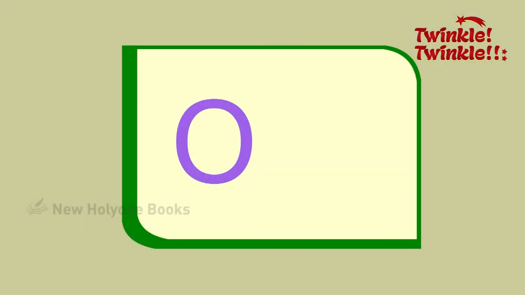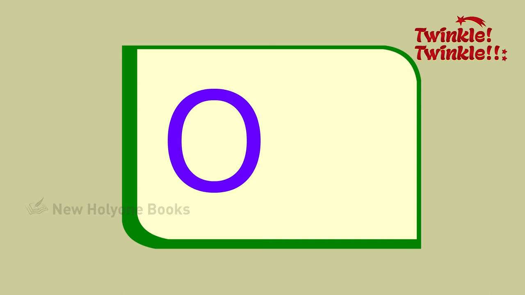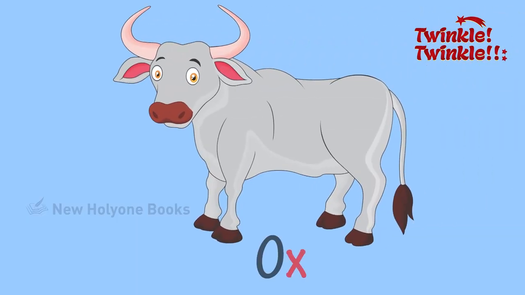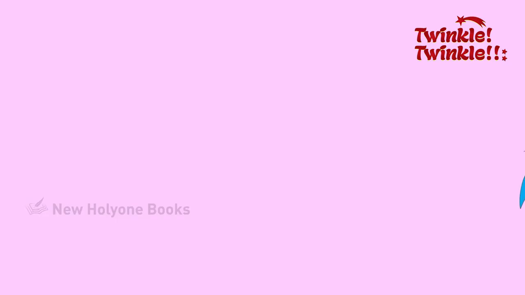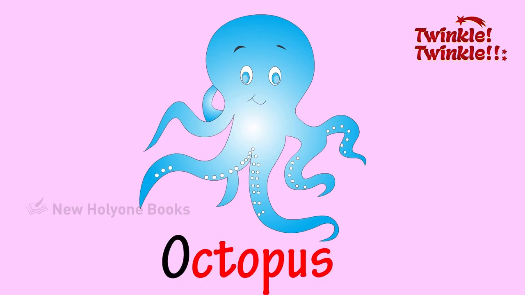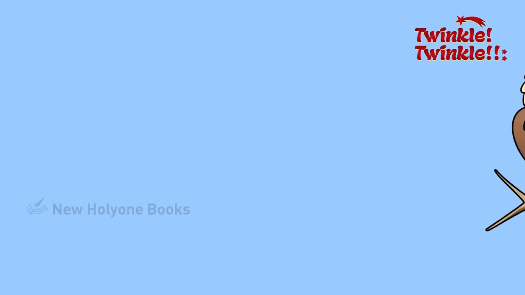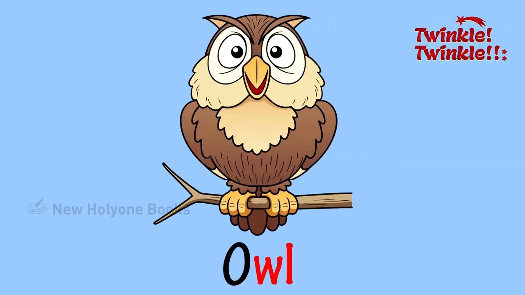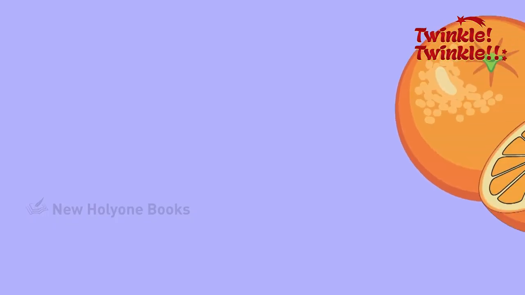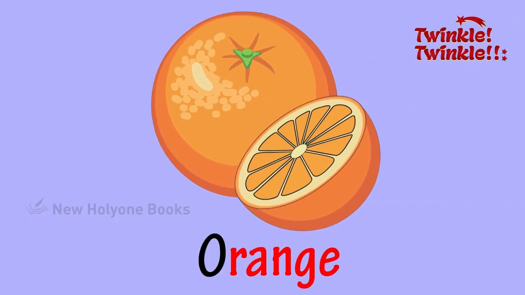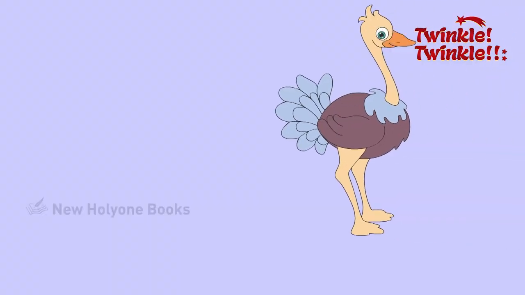This is capital letter O. This is small letter O. O for ox. O for octopus. O for owl. O for orange. O for ostrich.